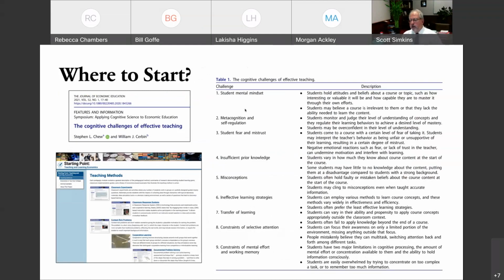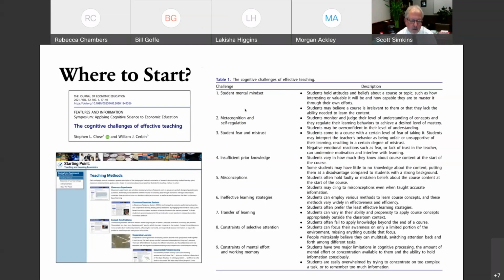So let me finish by saying, okay, that's a lot, Scott. And that's just the tip of the iceberg, right? But where would you even start with this? I actually like Stephen Chu and William Serban's piece in the Journal of Economic Education, and they start with cognitive challenges that students face. And then the question is, in our teaching, how do we help students address them?